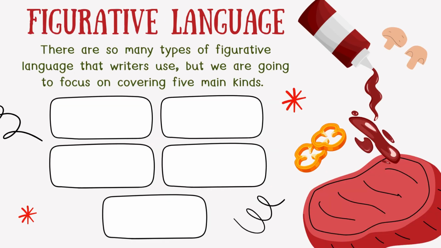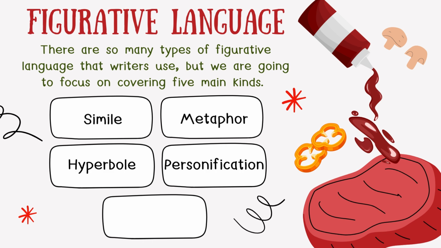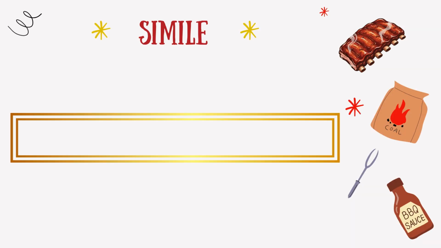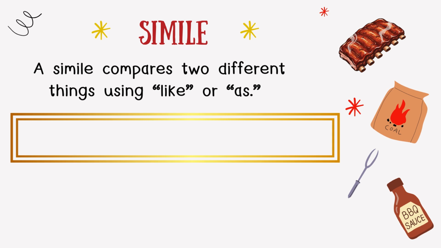There are so many types of figurative language that writers use, but we are going to focus on covering the following kinds: simile, metaphor, hyperbole, personification, and allusion. We'll start with similes. A simile compares two different things using like or as. Let's look at an example from an actual sonnet.